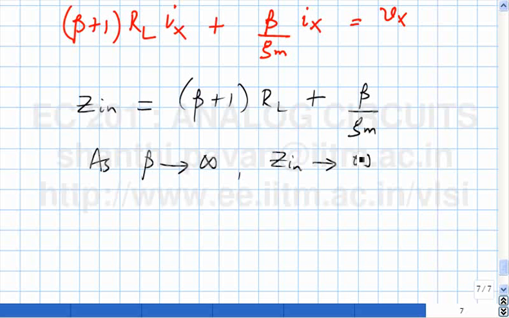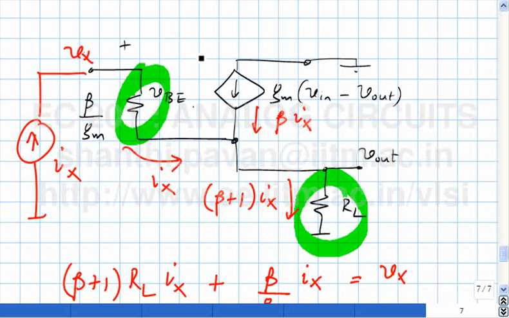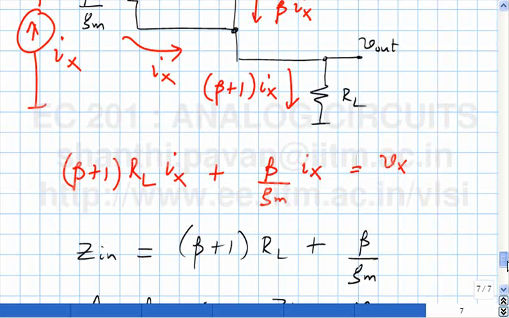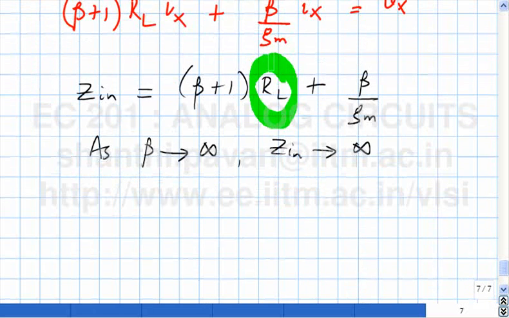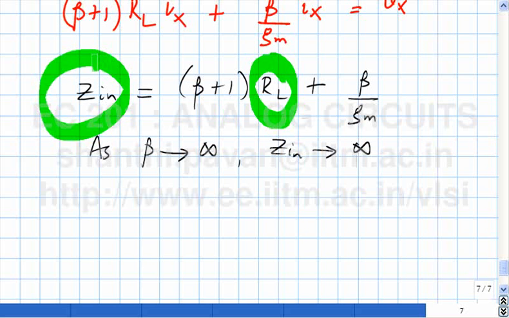And that makes sense, right? As beta tends to infinity, this resistor itself goes to infinity. So what is RL? RL is the impedance of the emitter. Zin is the impedance at the base. So the impedance at the base is getting multiplied by a factor beta plus 1. And why does that physically make sense?